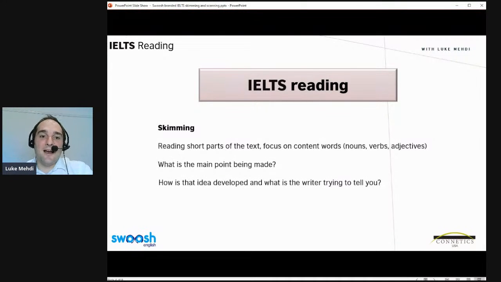So skimming, as I said, we're reading short parts of the text and you're focusing mostly on content words, things like nouns, verbs and adjectives, although do remember to pay attention to transition words, words like however, to show contrast, or furthermore, in addition, showing addition of extra information. So those are very important as well.